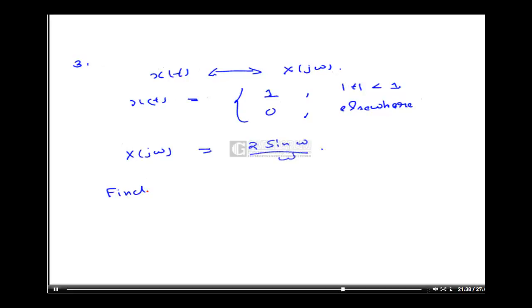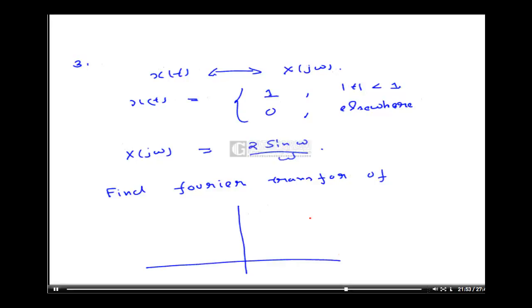Find the Fourier transform of this triangular wave. This goes from minus 2 to 2, and the amplitude is 2. Okay. How to find this?